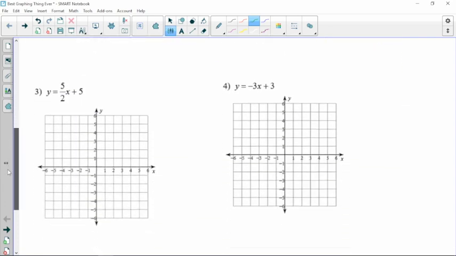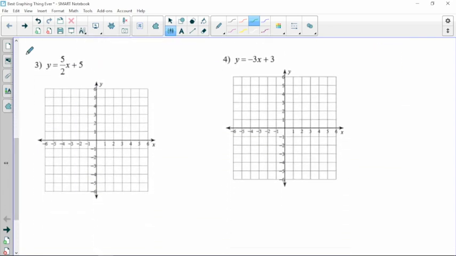Okay, so in these examples, if I was going to graph without a table, I would start with this plus 5. Plus 5 is the y-intercept. Intercept sounds a lot like intersect, so it's where the line intersects the y-axis. And this says 5/2 x, so 5/2 is the slope. If the slope is 5/2, that means 5 up and to the right 2. Do I have enough space for that?